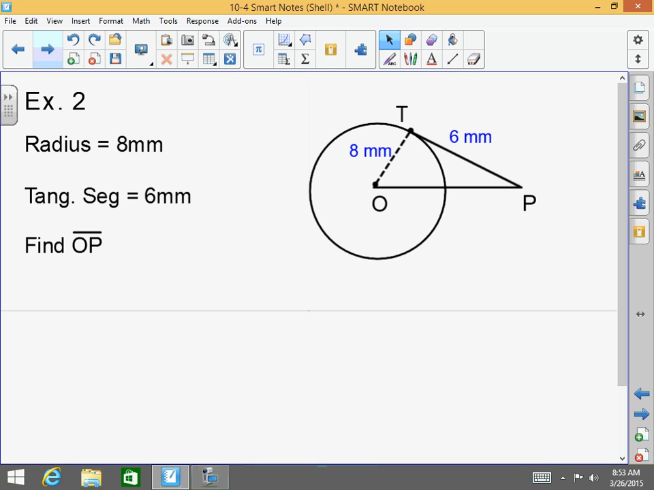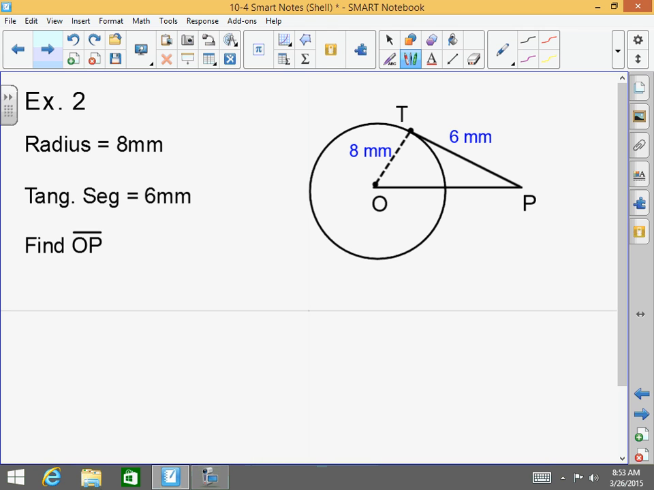Number 2, radius. The radius of this particular circle is 8 millimeters. The tangent segment is 6 millimeters. Find OP. Okay, all of you are saying 10, but what really makes this 10? Why are we allowed to use a Pythagorean triple, sir?